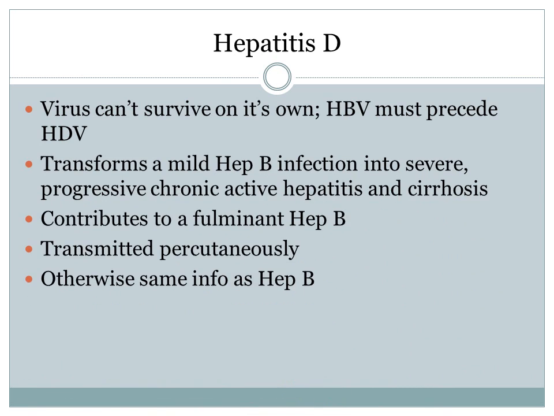So let's say a few words about hepatitis D. This virus can't survive on its own. Hepatitis B virus must precede hepatitis D virus. It transforms a mild hepatitis B infection into a severe, progressive, chronic, and active hepatitis, sometimes cirrhosis. It contributes to a fulminant hepatitis B. It's transmitted percutaneously. Otherwise, same information as with hepatitis B. It's just an adjunct.